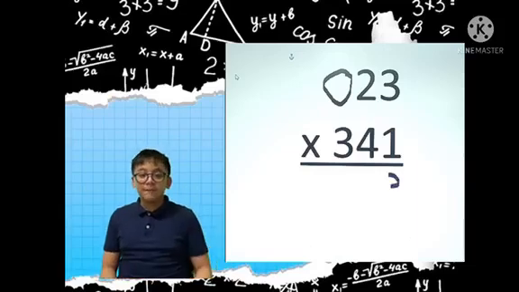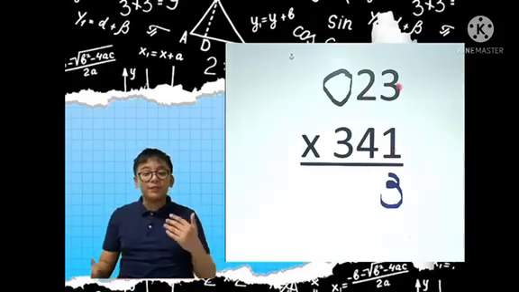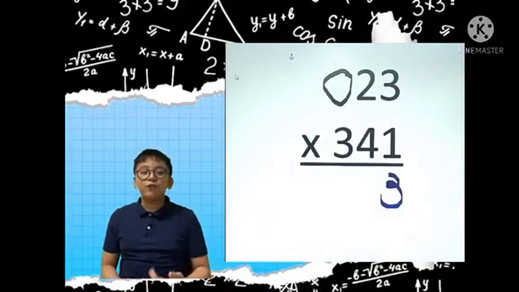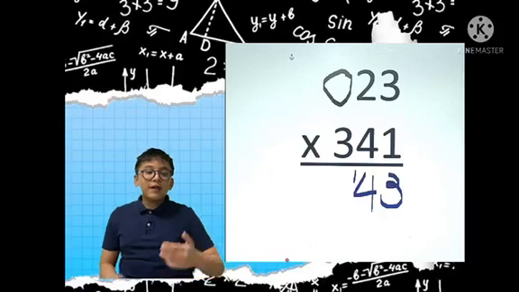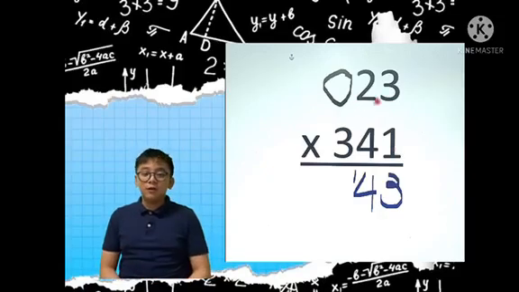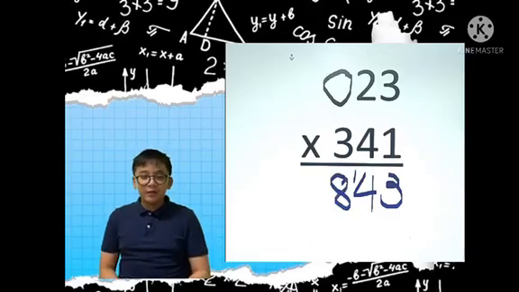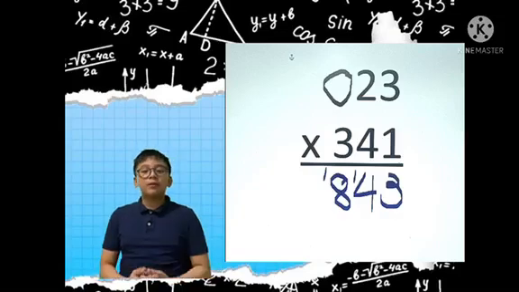1 times 3 is 3. We have 2 times 1, which is 2. And we have 3 times 4, which is 12. 2 plus 12 is 14. So put the 4 down. Carry that little one. We have 0 times 1 is 0. 2 times 4 is 8. 3 times 3 is 9. So 8 plus 9 is 17. Plus that 1, there is 18. So I put the 8 down, carry the 1.